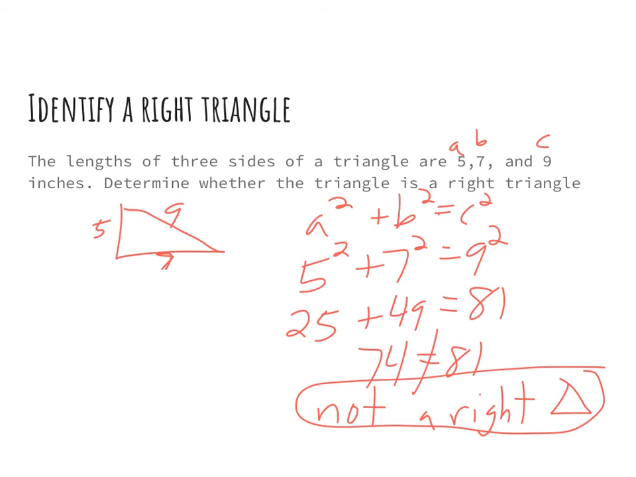You have to be equal on both sides in order for it to be a right triangle. This doesn't happen, so this is not a right triangle.